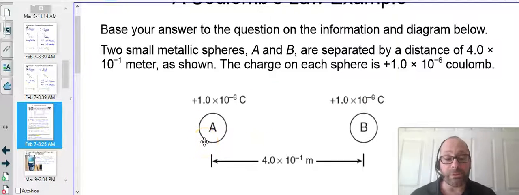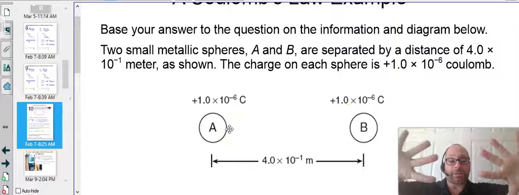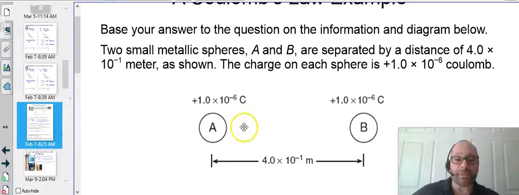Another thing you might want to note is that they can ask you to draw the electric field between the two charges. Since these are both positive, positive, positive, it goes like this. It's that dancing starfish we talked about. Each field line would come up and move away.